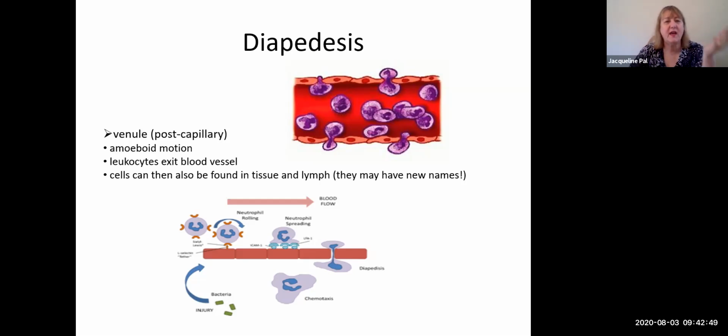So they can be found in blood, but they also can be found in tissue and also in lymph, which we'll learn about later on. Now realize that some of them may have new names, such as the monocyte in blood becoming the macrophage in tissue. And which one do we just call a macrophage or a phagocyte in tissue? Don't remember, go back and look that up.